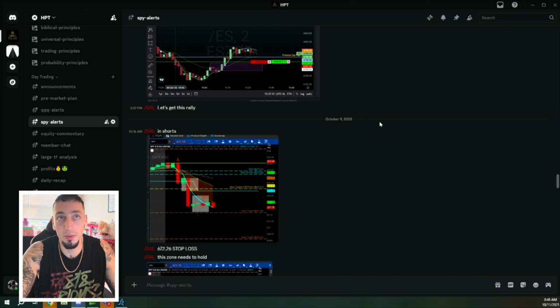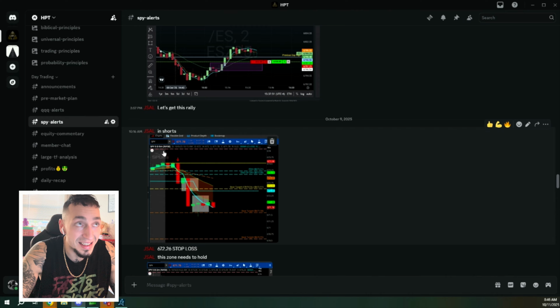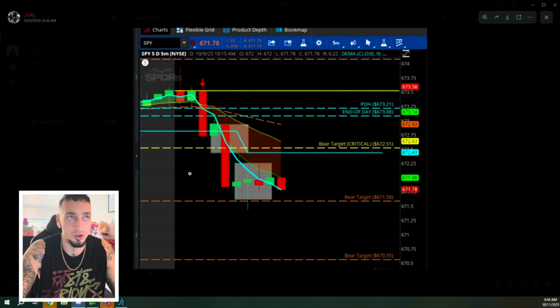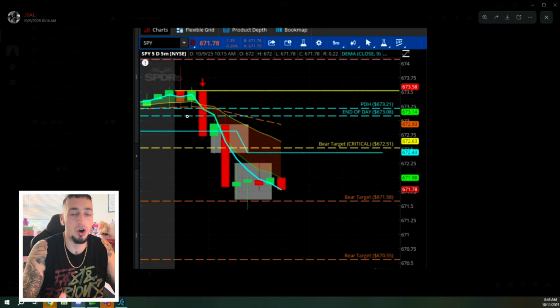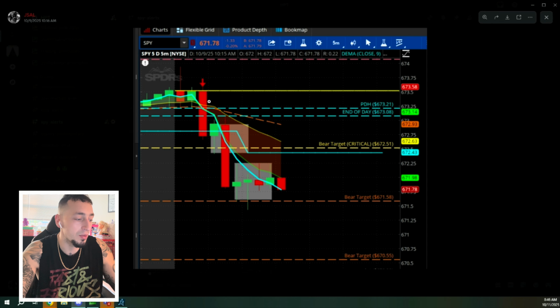So right here, October 9, 2025 at 10:16 a.m., I'm hopping in the market short. Okay, so what is it we have here on this chart? What details can I give you so that you can trade that much better come Monday morning? All right, now once again, what do we get?